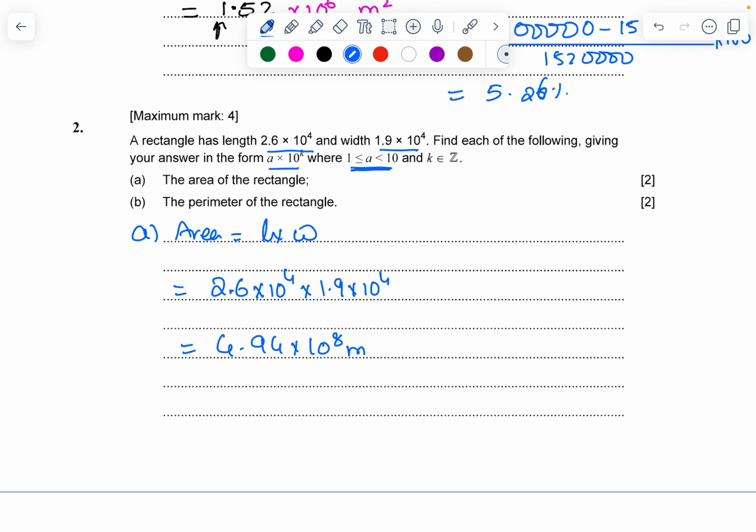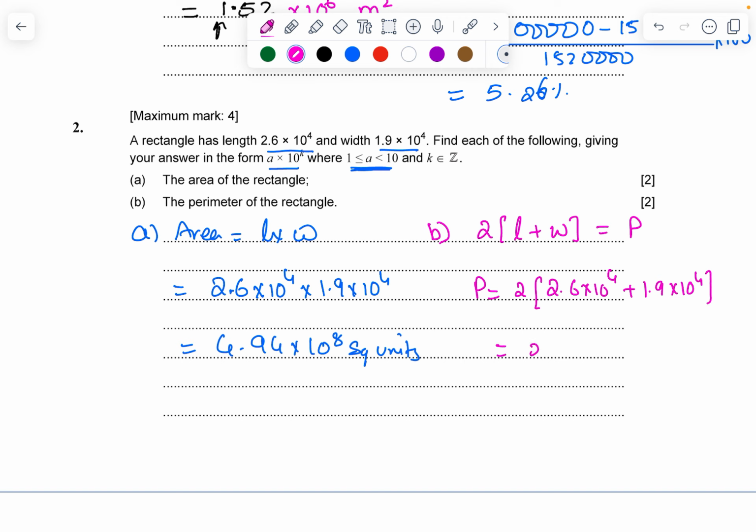There are no units at all, so what am I going to write? Square units. Next, what is being asked? Find the perimeter of the rectangle. Perimeter is twice the length plus width. So perimeter is going to be 2 times 2.6 times 10 to the power of 4 plus 1.9 times 10 to the power of 4, which is going to be 2 times 4.5 times 10 to the power of 4. So which is going to be 9.0 times 10 to the power of 4 units. That's going to be the answer.